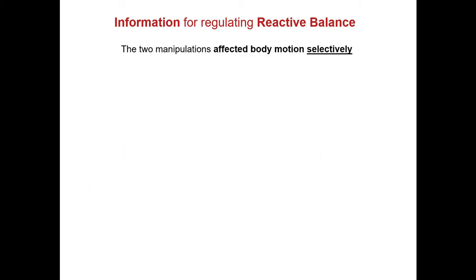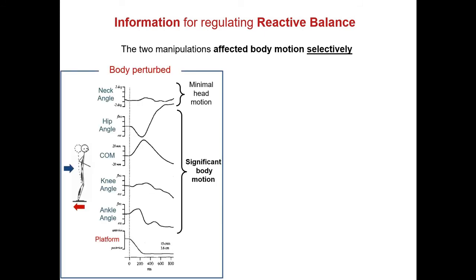The two distinct manipulations in this experiment, of either perturbing the body or perturbing the head, were found to be effective in selectively affecting body motion. Here we see the body movements that result from the body perturbation manipulation. The dotted line at 0 shows the time point at which the perturbation was applied. When we look at the bottom, we can see the motion of the platform. This perturbation clearly influences the hip and ankle angles and the centre of mass location.